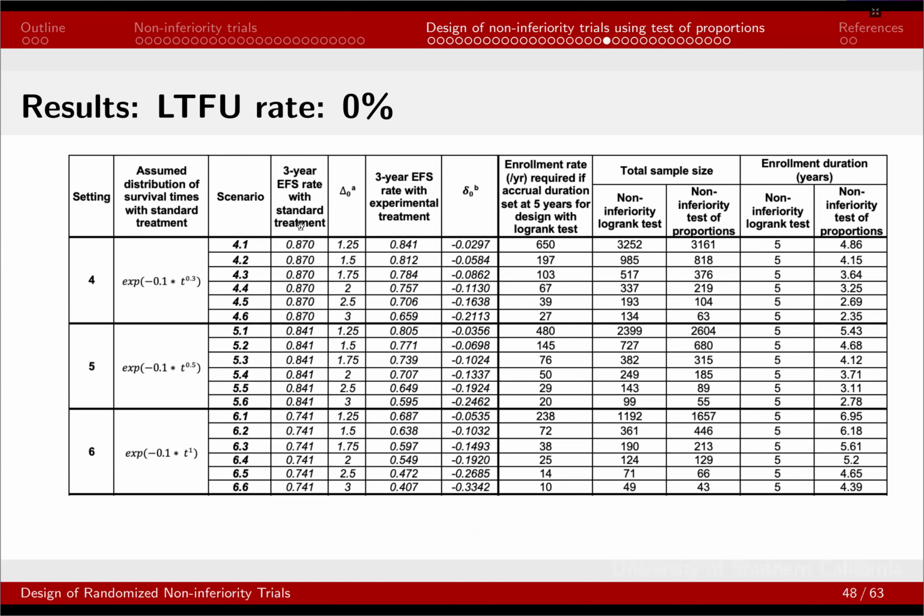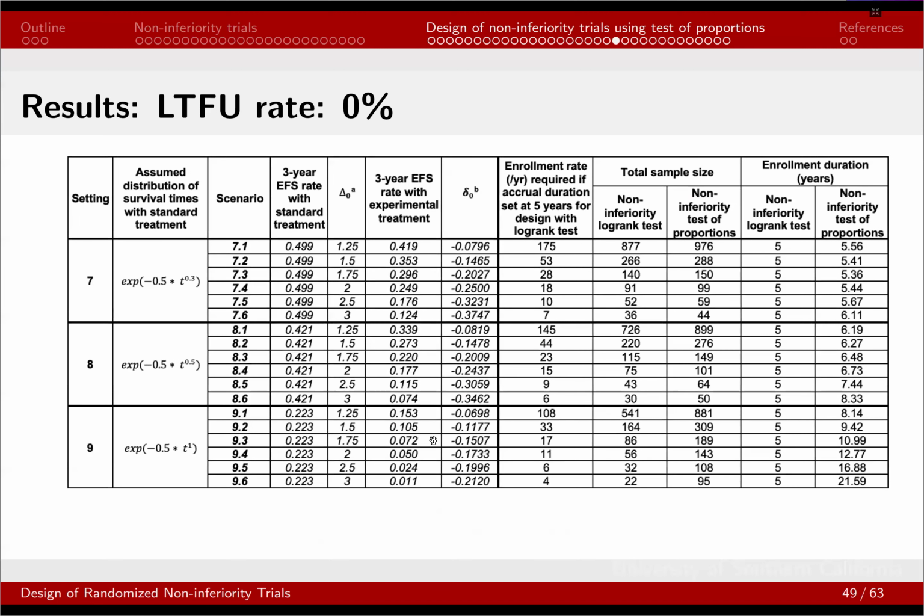If the 3-year EFS rate in the standard arm drops to 87%, there's still benefit of using tested proportions in the design of non-inferiority trials. However, if the 3-year EFS rate in the control arm continues to drop to 74%, as shown in this scenario, there's no benefit using tested proportions any longer. Here are scenarios where the 3-year EFS rates in the control arm are below 50%. These would be high event rate settings. There is no benefit of using tested proportions any longer.